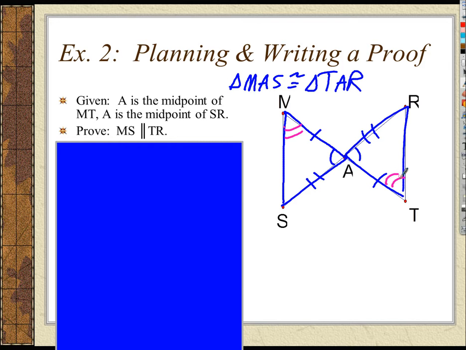Right? And then once I know, now we're there. CPCTC. There you go. Okay. So anyway, that's what we said we needed to show, right? If we could show that those angles were congruent, then we can say by alternate interior angles converse, now we know those lines have to be parallel.